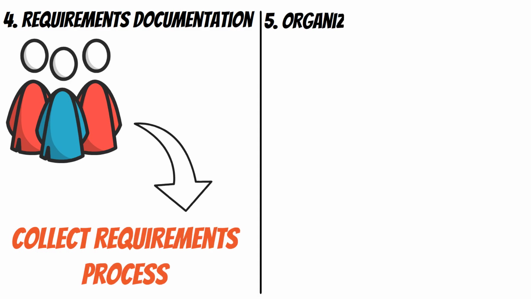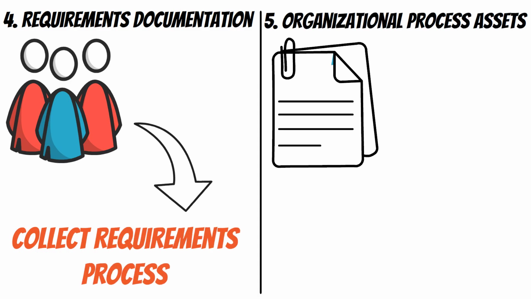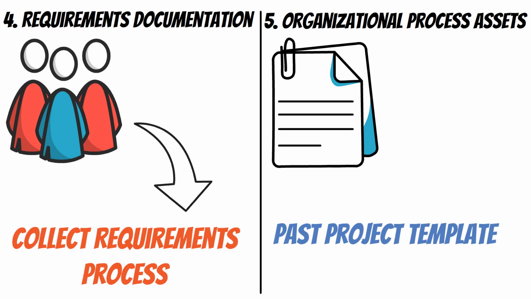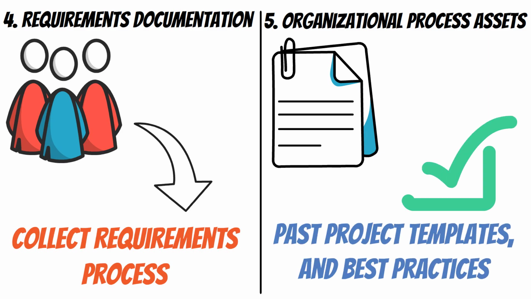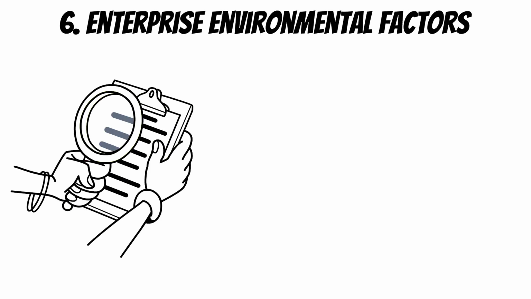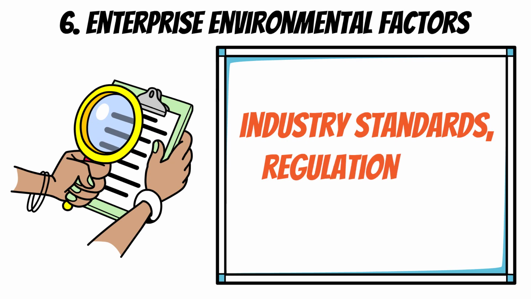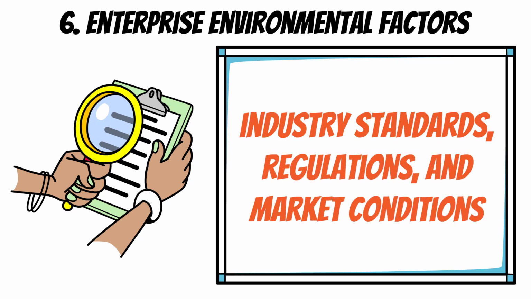Number 5, organizational process assets. It includes company policies, past project templates, and best practices that can guide scope definition. And number 6, enterprise environmental factors. The external influences like industry standards, regulations, and market conditions that may impact project scope.